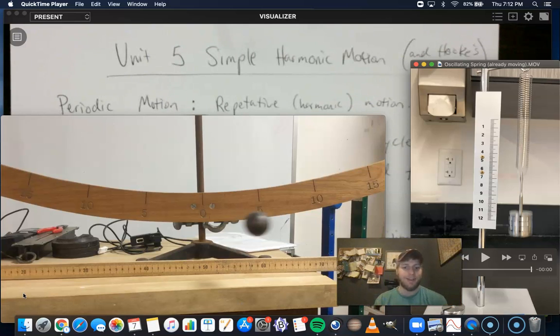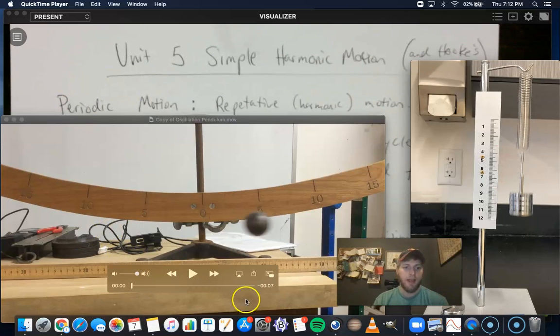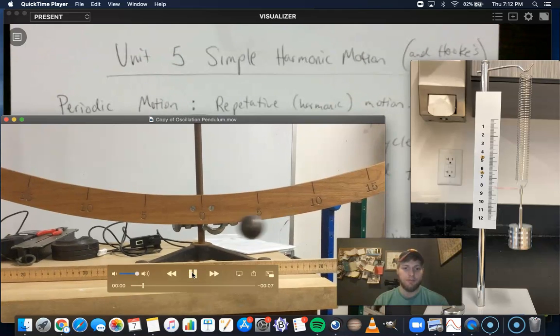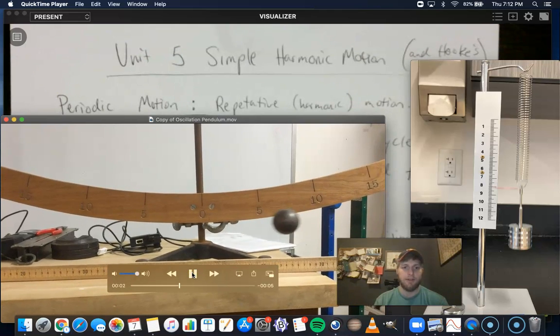The two classic examples that we're going to deal with of simple harmonic motion are our spring mass system, which looks like this. See, it's going up and down, up and down. And the simple pendulum, left and right, left and right, left and right.